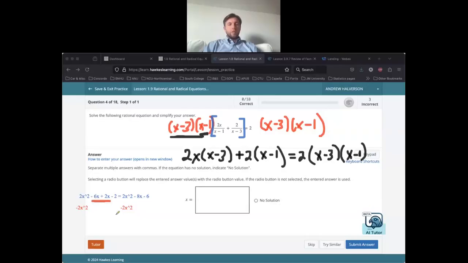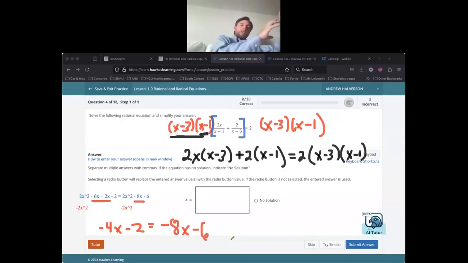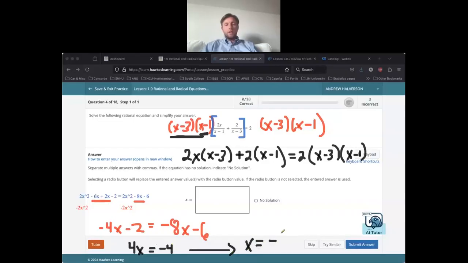So I can clean this part up. Minus 6x plus 2x is minus 4x. Then bring down the minus 2. Bring this part down, minus 8x, minus 6, a whole lot of minus signs. And now you solve equations like you normally do. Move the 8x over to the left, move the 2 over to the right. And when we do that, we get 4x equals negative 4. And when we solve that, we get x equals negative 1.